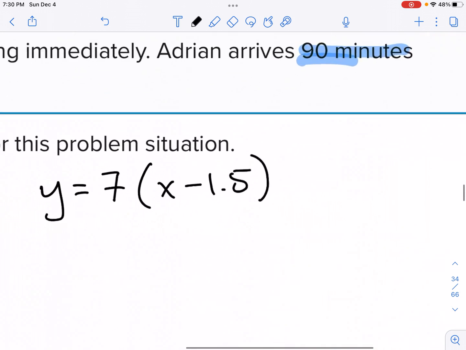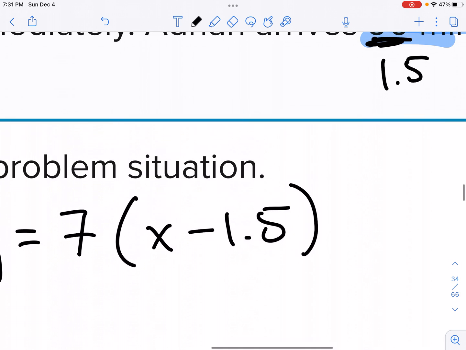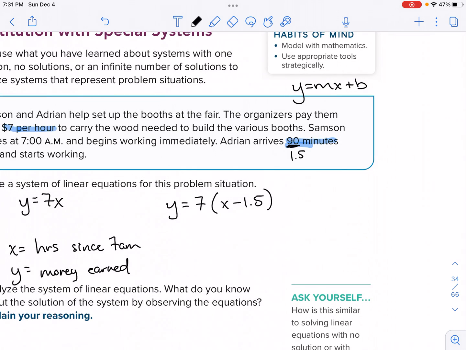So what is this representing here? If x is represented as hours, 90 minutes is not represented in hours, but we can represent that in hours. 60 of the 90 is 1 hour. And then we have 30 minutes left over. That's half an hour. So that's the 1.5. So he's working 1.5 hours less than Samson, who started at 7. So that's why it's x minus 1.5, hours, 1.5 hours less than the number of hours since 7. And we have that in parentheses. Whatever that is, we'll multiply by 7. But we'll talk about what these two things represent. Okay.